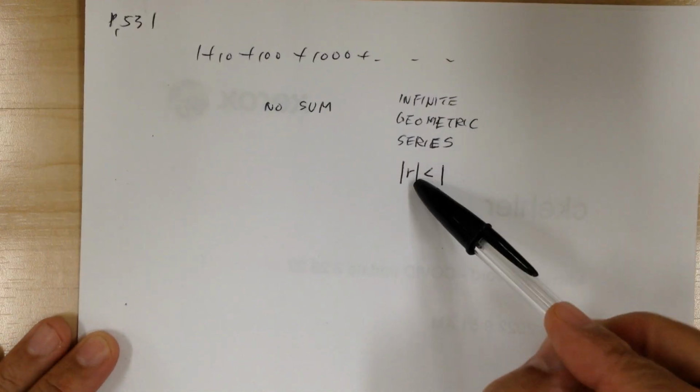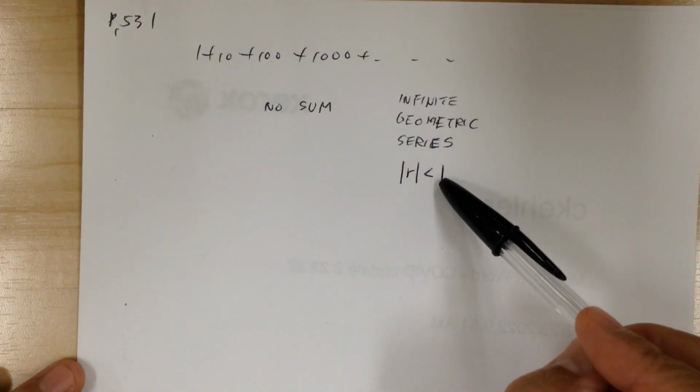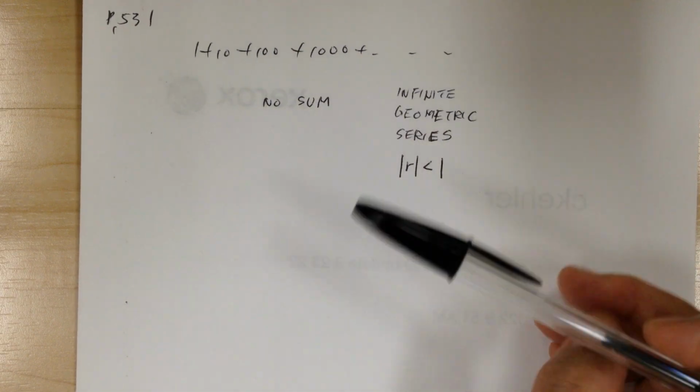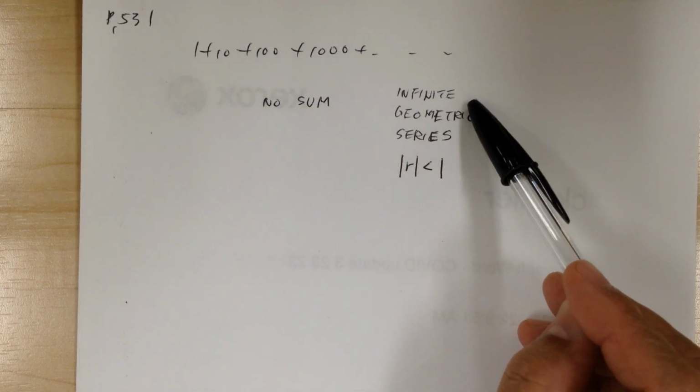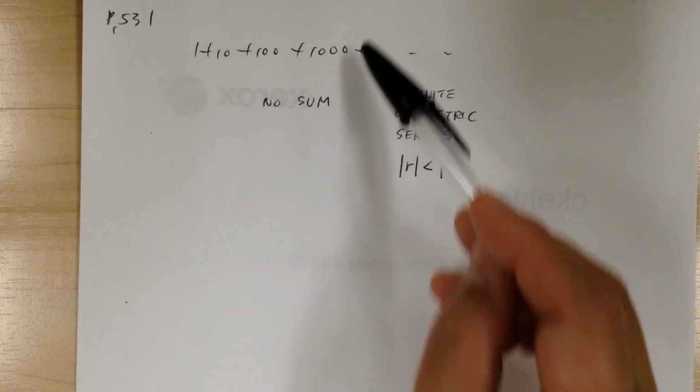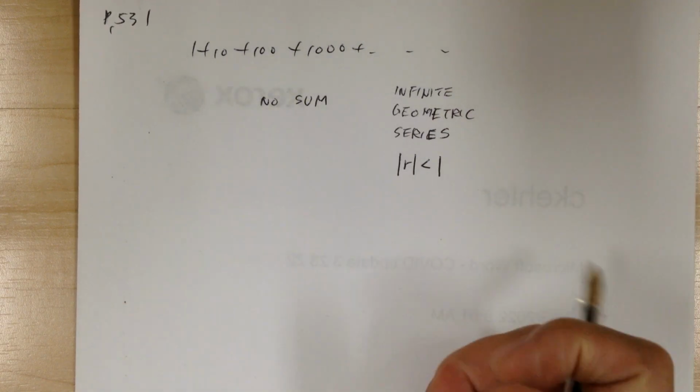So again, when the ratio is less than 1, the absolute value of r is less than 1, the number will get smaller. So again, in order for an infinite series to have a sum, the number has to get smaller. So this one has no sum because the number is getting bigger.